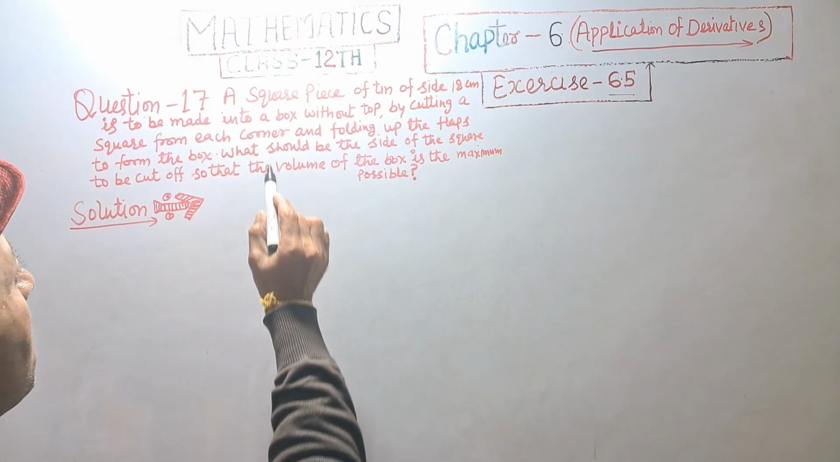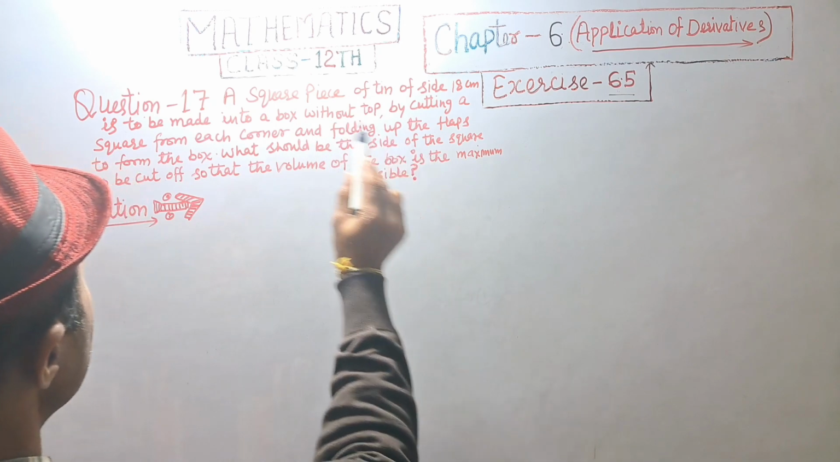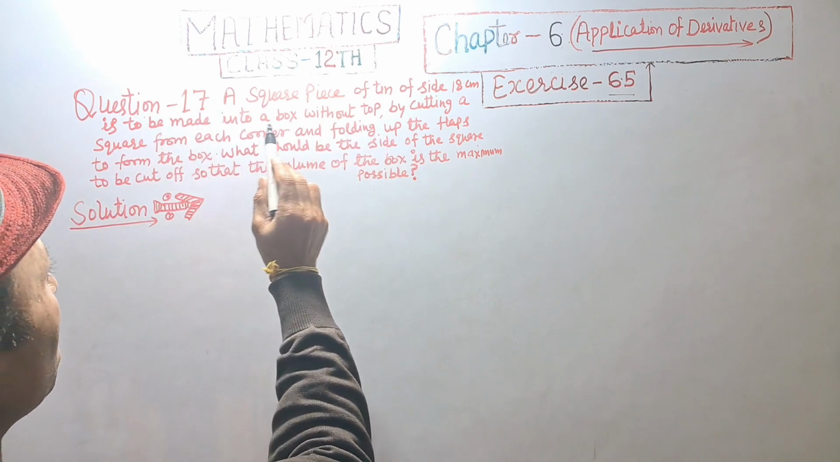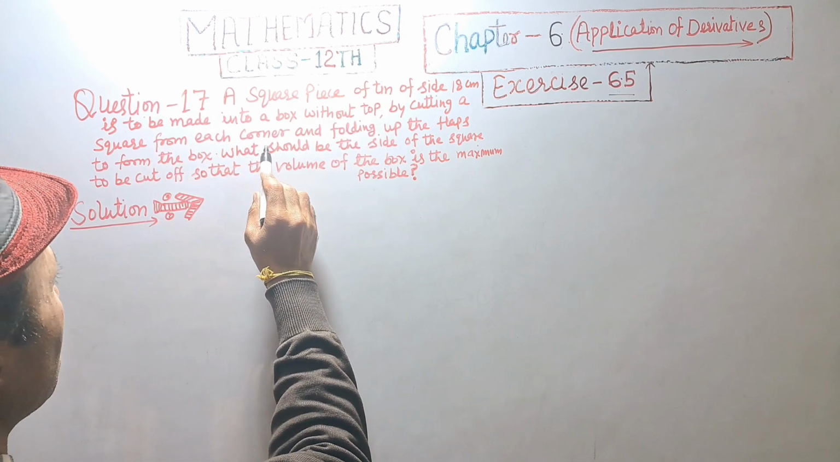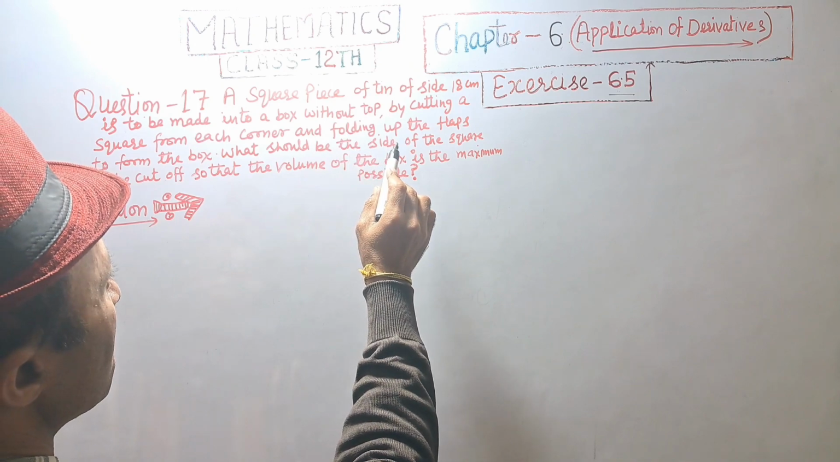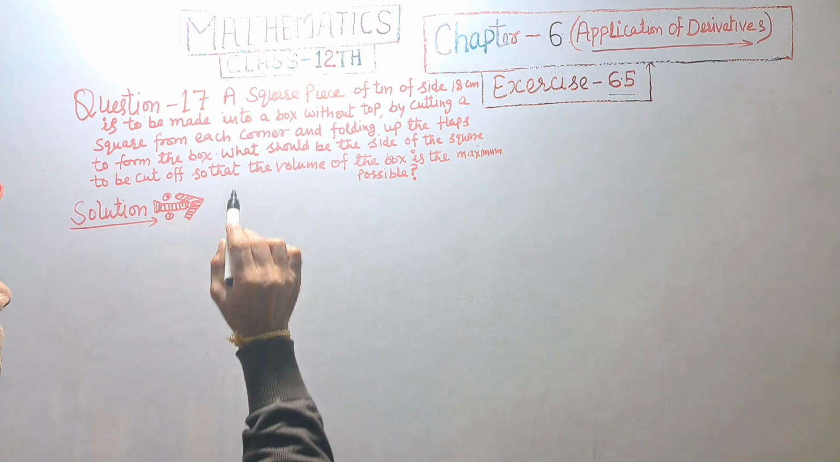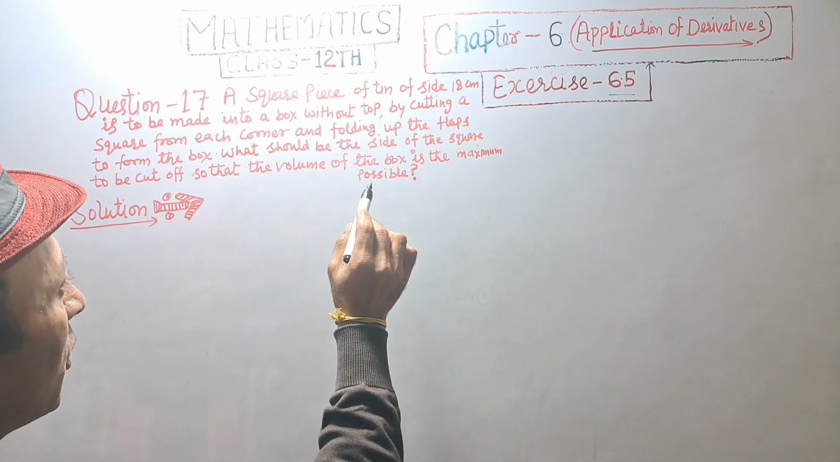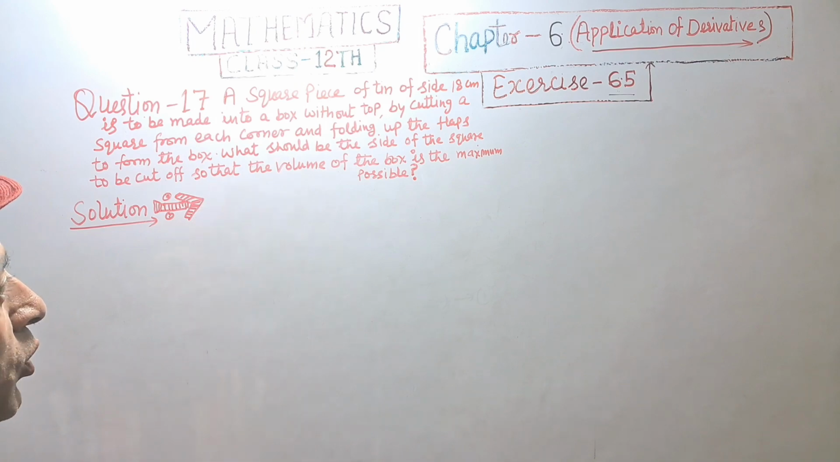Question number 17. A square piece of tin of side 18 cm is to be made into a box without top by cutting a square from each corner and folding up the flaps to form the box. What should be the side of the square to be cut off so that the volume of the box is the maximum possible?